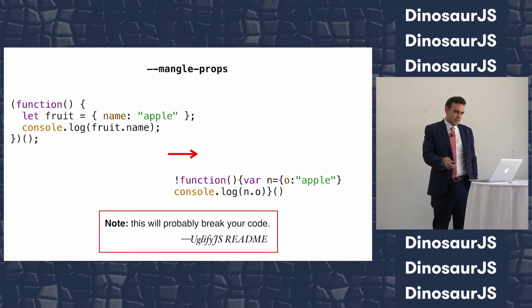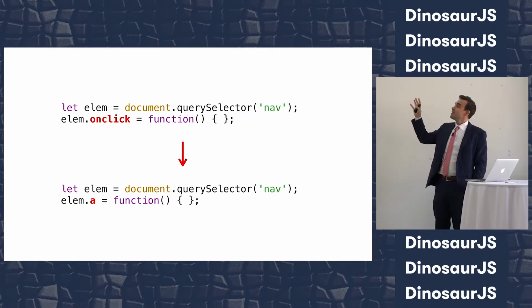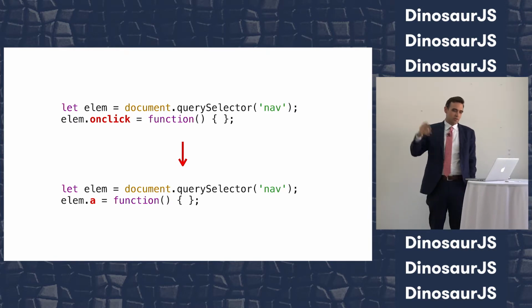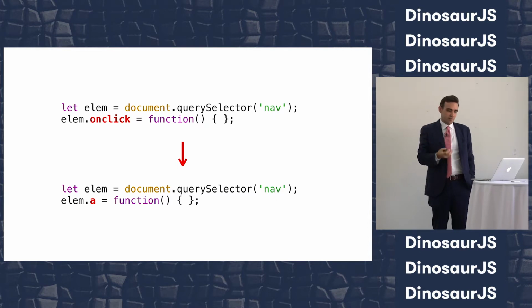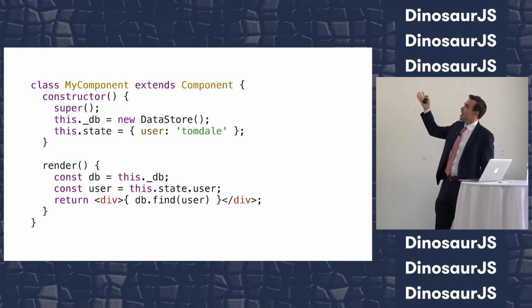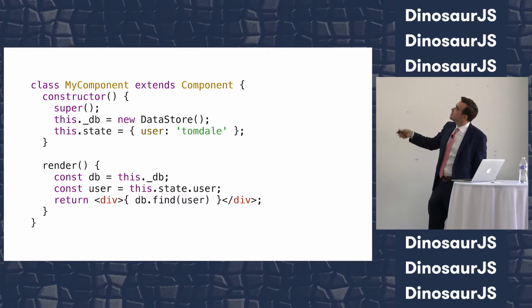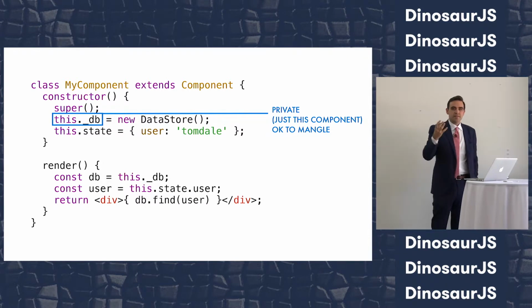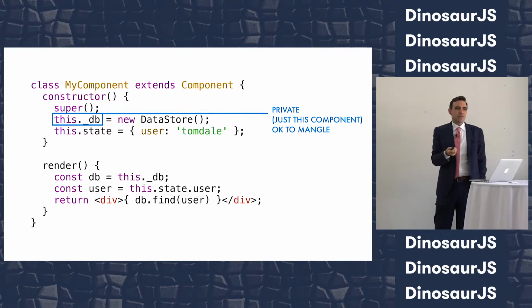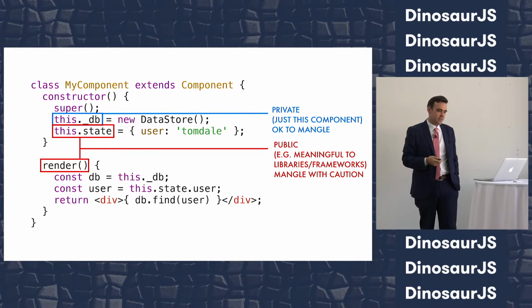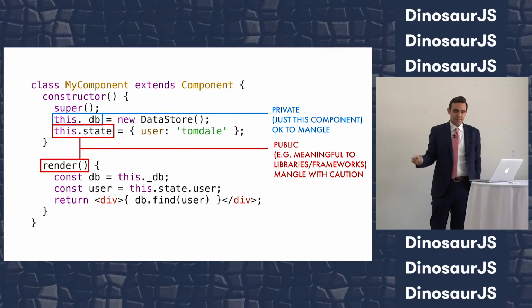So for example, rewriting this onClick property won't cause an error, right? If it changes the name of the element's onClick property, you won't get something in your console, it will just fail silently because the click handler never got installed. There's another example from this. This is an example using React, where you have this component, and things like the database are private. You can make guarantees that this thing will never be used outside this component, but there are other things that React itself relies on as part of the component's public API. They're meaningful to things like libraries, and you wouldn't want to mangle something like that.